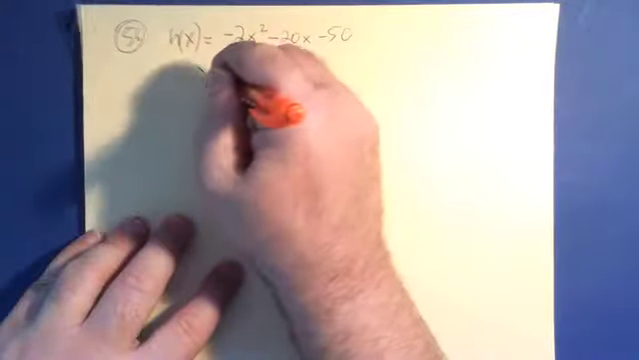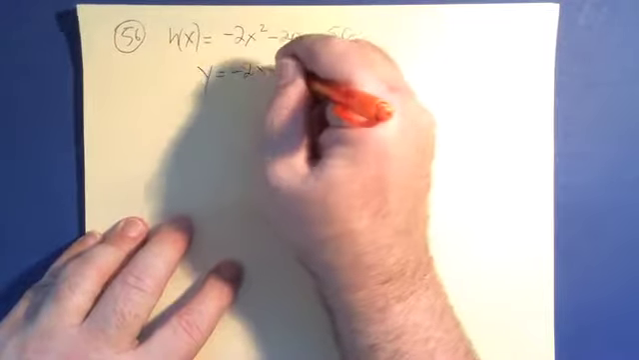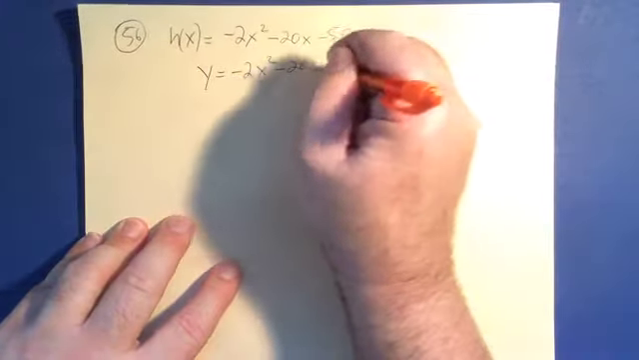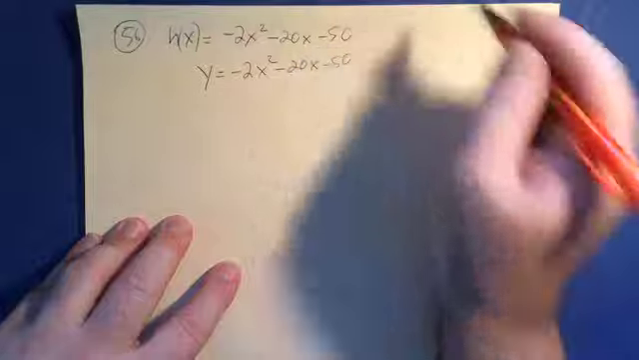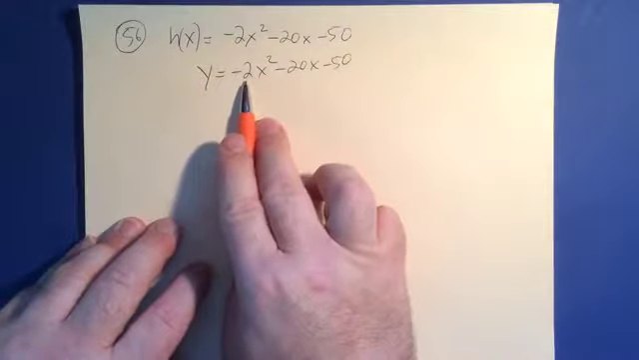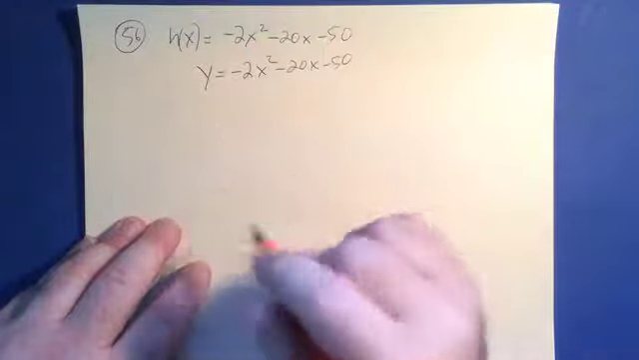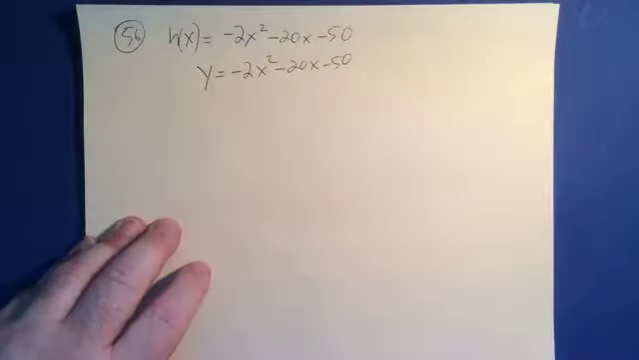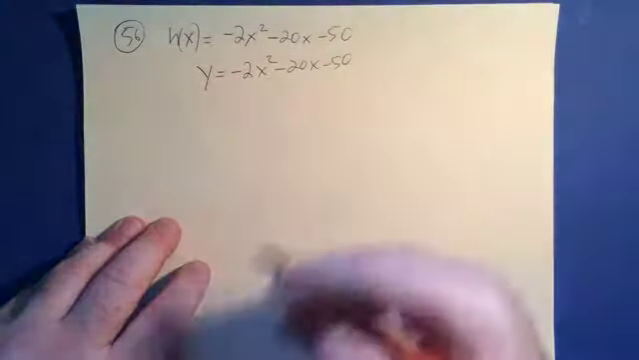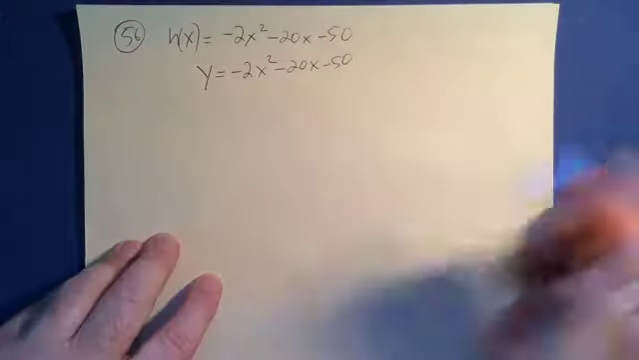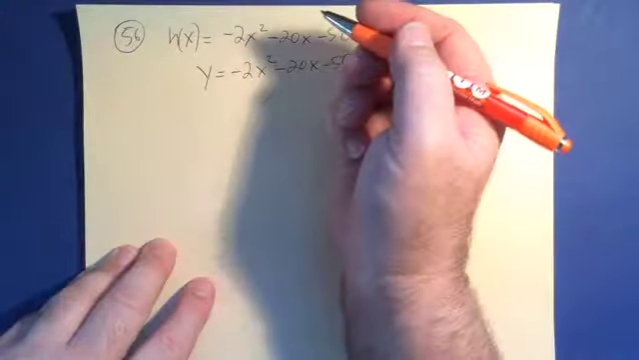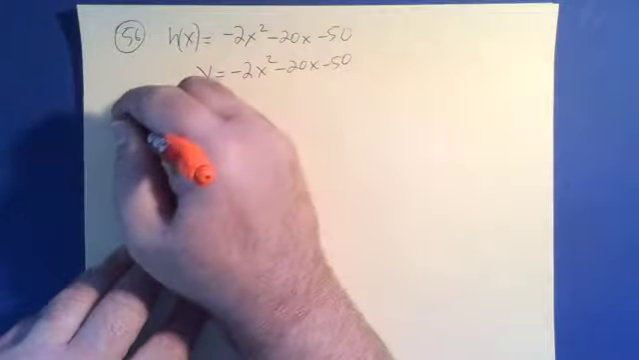Let's go ahead and change that to a y. So we have y equals negative 2x squared minus 20x minus 50. It's important to note this because later we're going to be doing some factoring, and we're going to be factoring that negative out. And that's going to be work we use to find the x-intercepts but not necessarily characterize the shape of the graph. So let's go ahead and find the x-intercept.